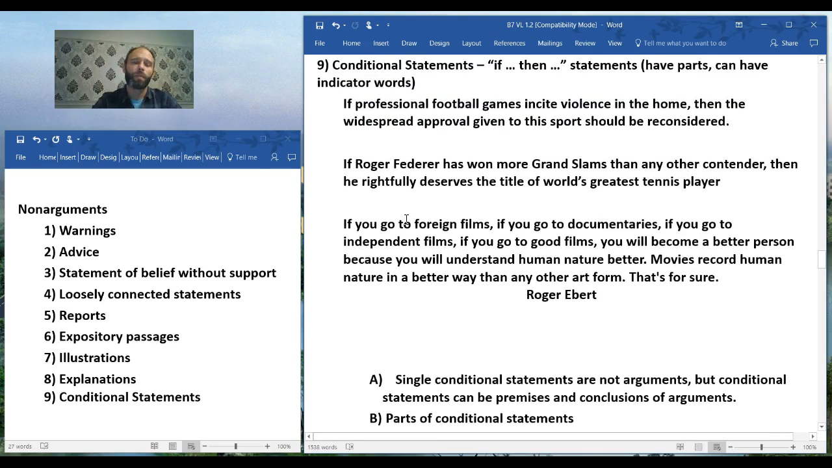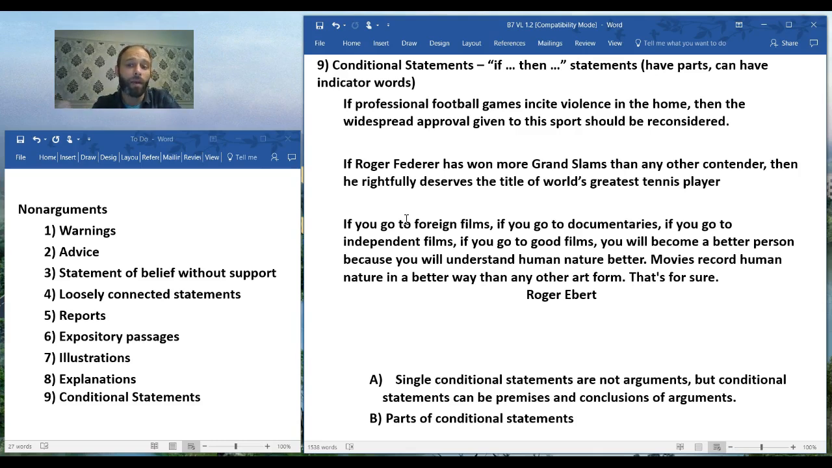So let's look back up at our conditional statements. The first one: if professional football games incite violence in the home, the antecedent would be from the word professional all the way to the word home. So the part that comes after the if all the way up to the then. And the consequent would be the widespread approval given to the sport should be reconsidered. We look at the second example. The antecedent would be Roger Federer has won more Grand Slams than any other contender. The consequent would be he rightly deserves the title of world's greatest tennis player.